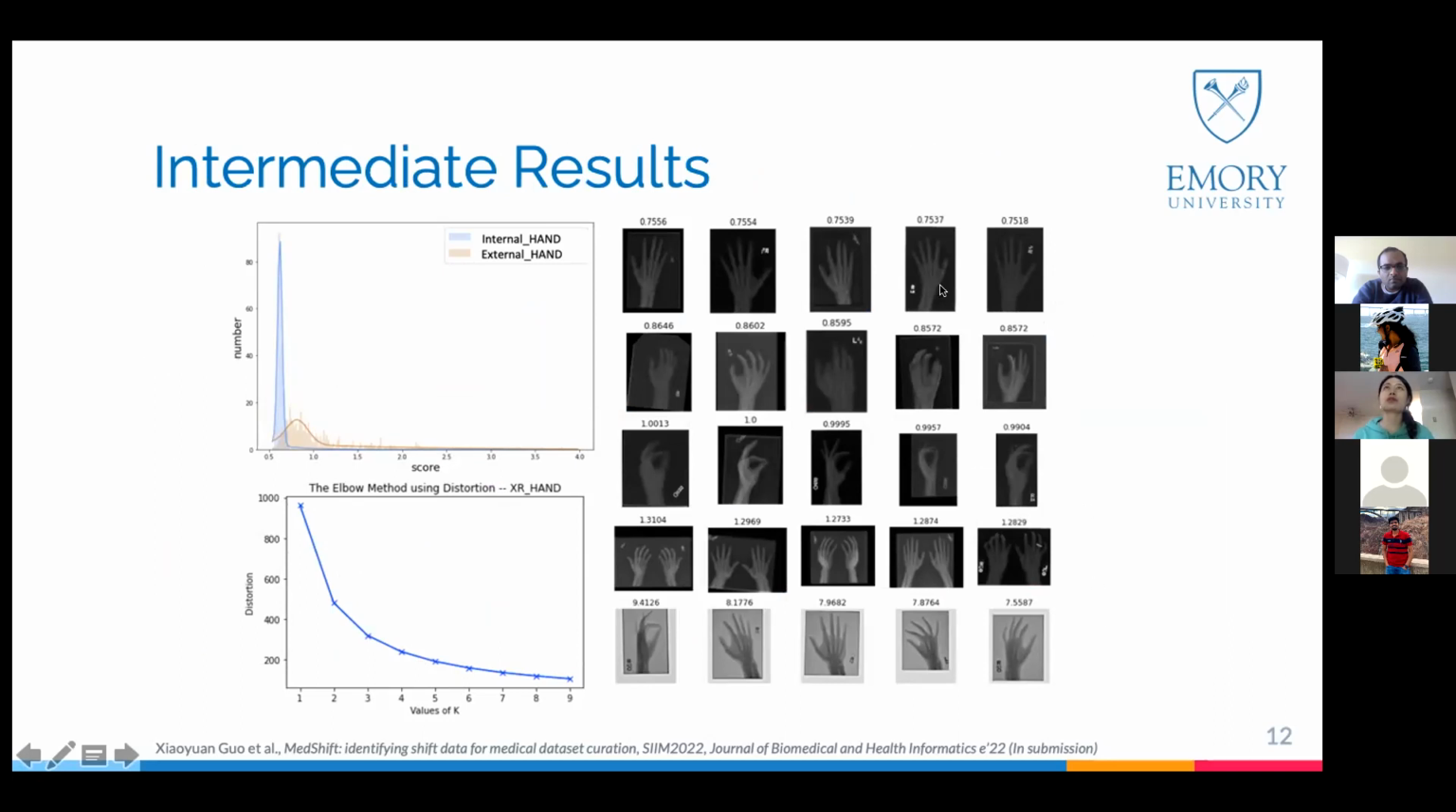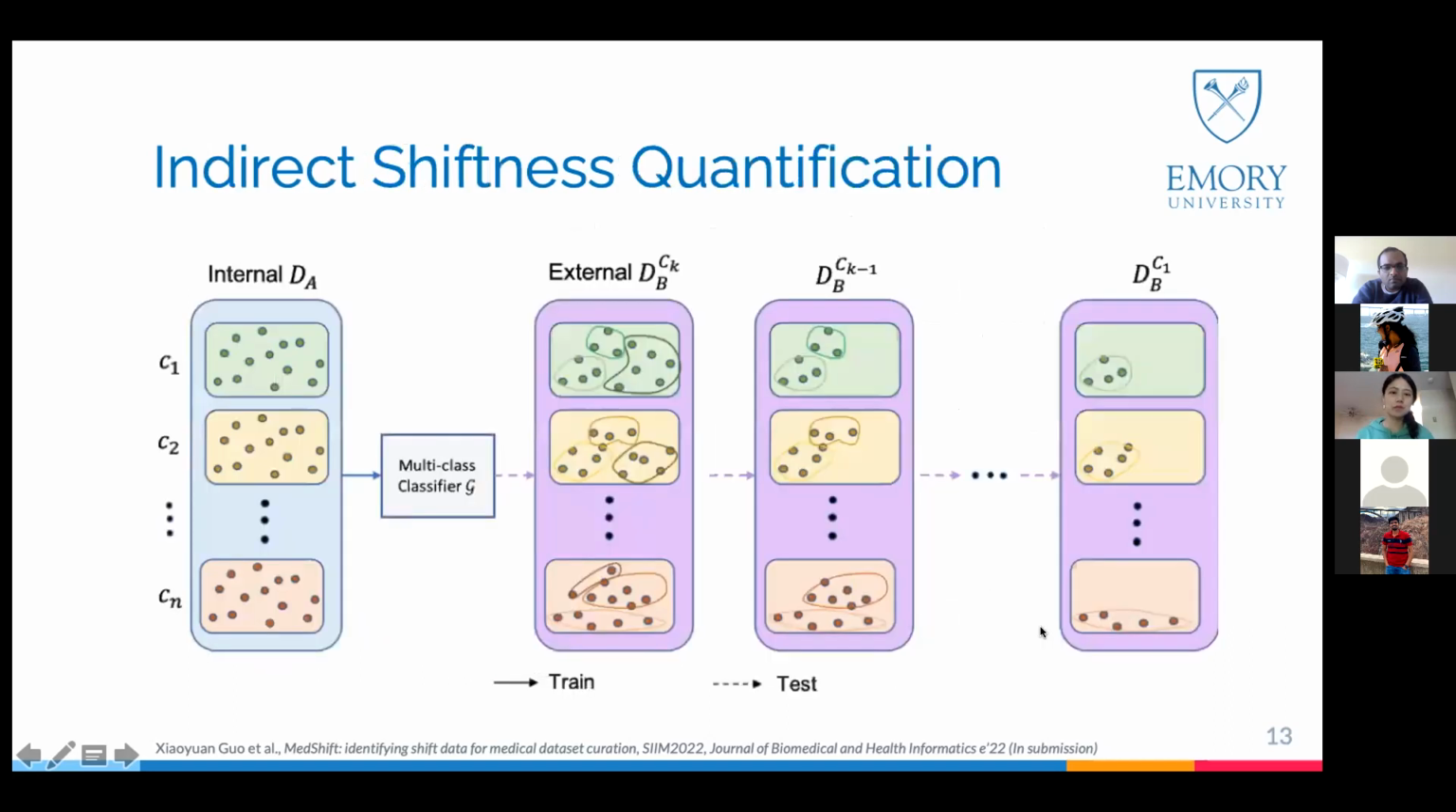Because our model is based on reconstruction, images with low contrast tend to have lower anomaly scores. And you can see here, those images have very high intensity values, which are very different from the Emory training set, and that's why they have very high anomaly scores. So this is how we try to quantify the shifted data.